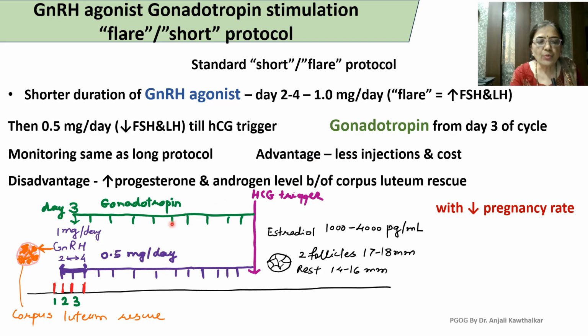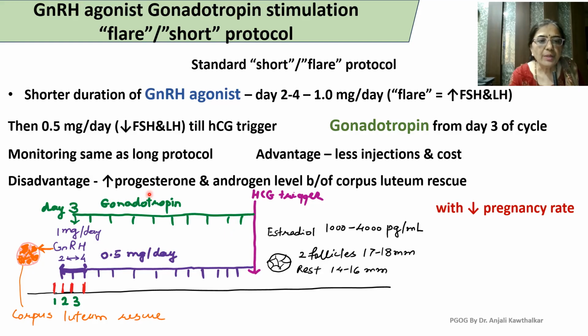The most important advantage is that fewer injections are required. See, the blue is also short, the green is also short. GnRH analog agonist administration is for a lesser number of days, as well as gonadotropin administration, as compared to the long protocol. And so the overall cost is also less. It is less expensive as compared to the long protocol.